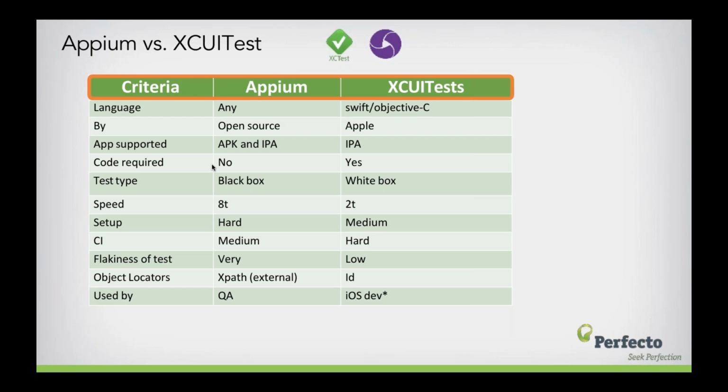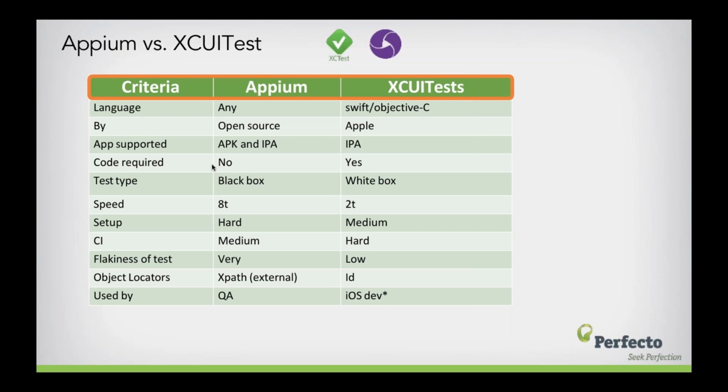And one last thing I want to add is who is actually using it. As I said, Appium is mostly QA, XCUITest is mostly developers, iOS developers, not Android. But as I mentioned before, my recommendation is to have XCUITest at the beginning, after build, after commit, and during the nightly build, the regression should be run on Appium.